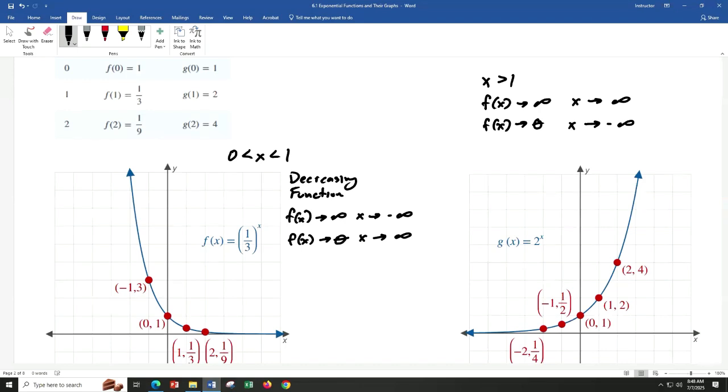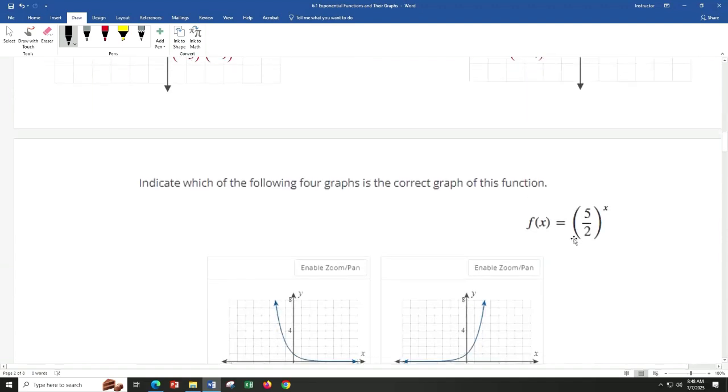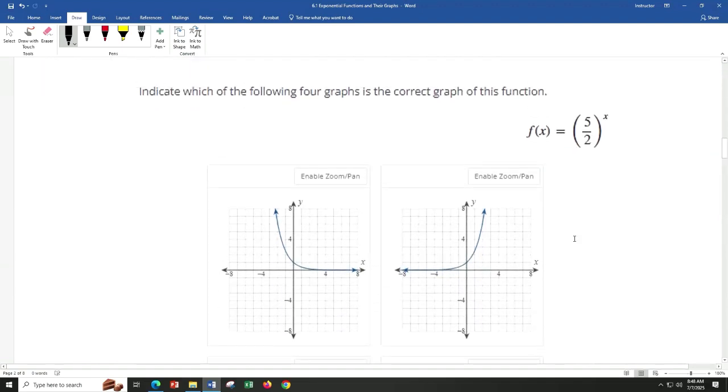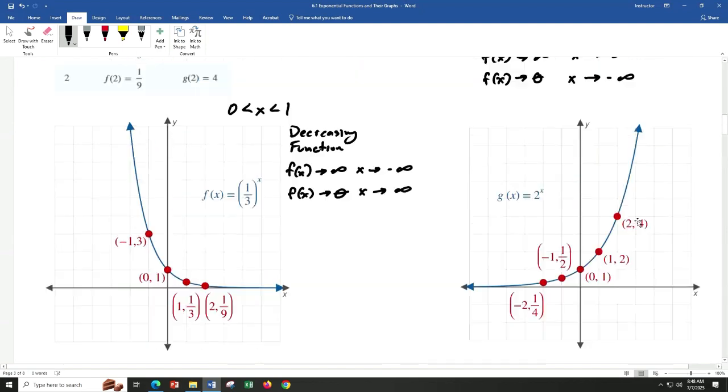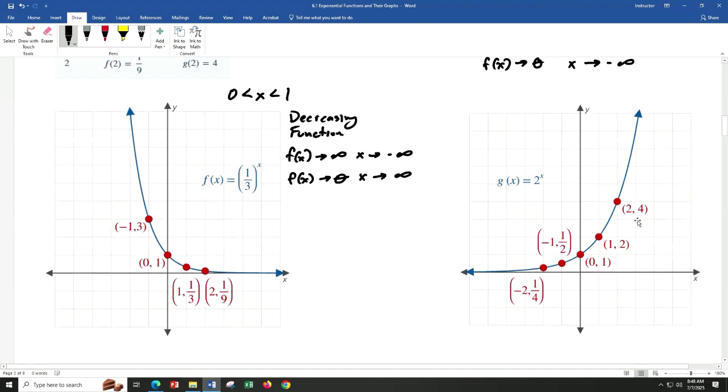So let's look at 1. And here we have it right here. It says, indicate which of the following 4 graphs is the correct graph of this function. First off, what I do want to help you with is look at this. Anything where your base, the A value, is between 0 and 1, you have a decreasing function. If it's larger than 1, you have an increasing function.